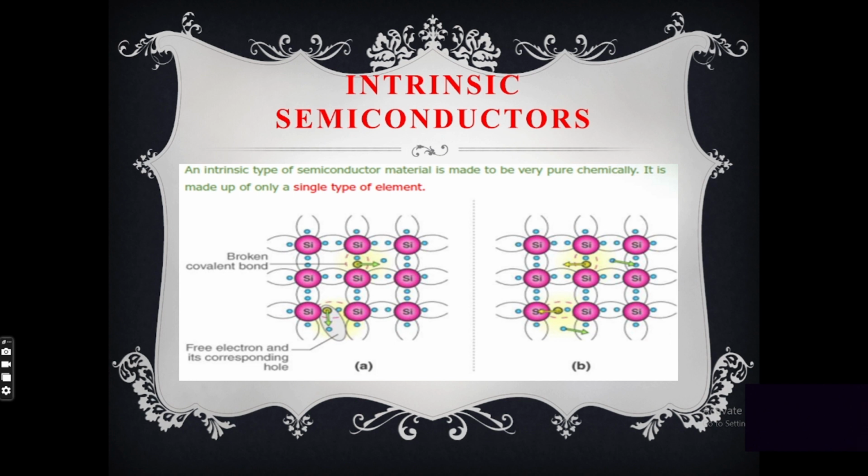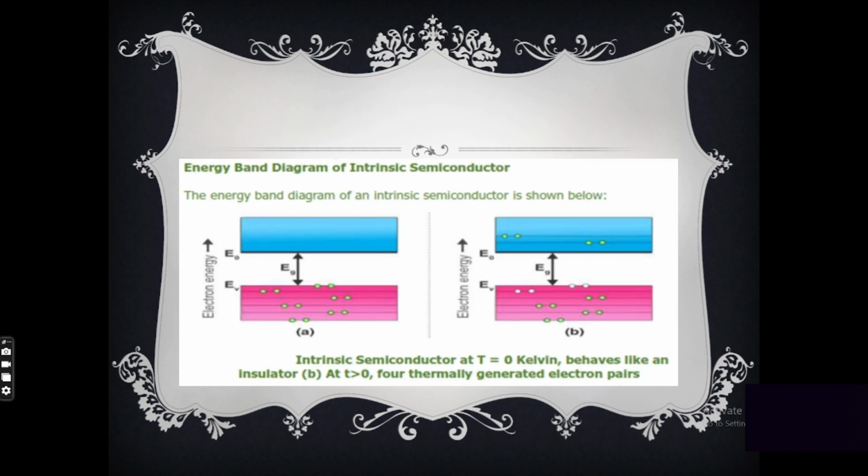Next, let us see about the intrinsic semiconductor. The intrinsic semiconductor is a pure form and is made up of only a single type of element, either silicon or germanium. If we see the band diagram of the intrinsic semiconductor at T equal to 0 Kelvin, in diagram A there is a small band gap energy between the conduction and valence band. The valence band is completely filled and the conduction band is empty. So no conductivity will take place.